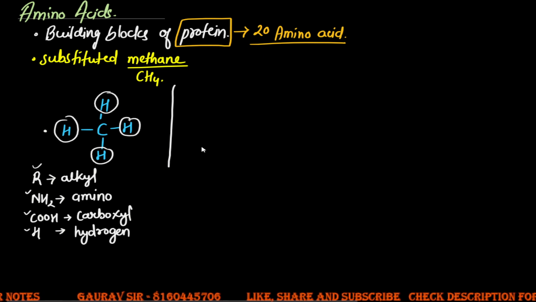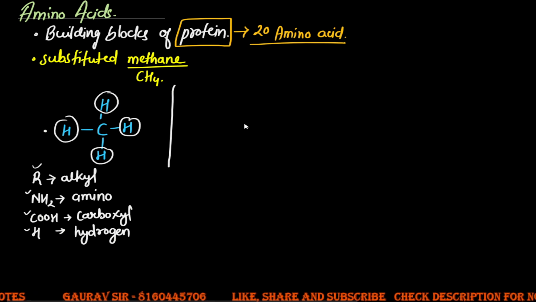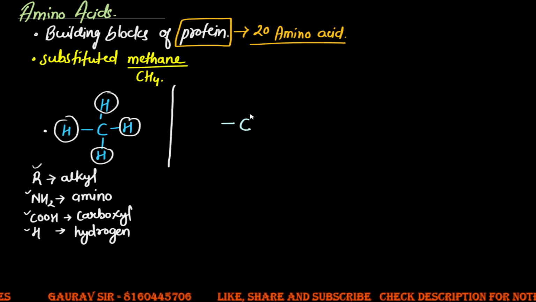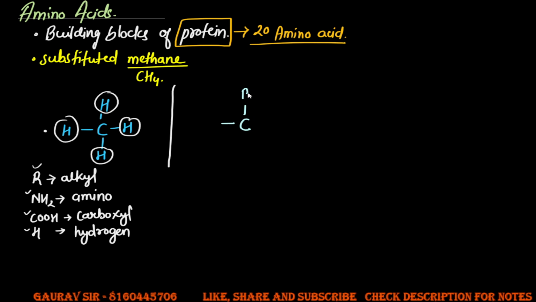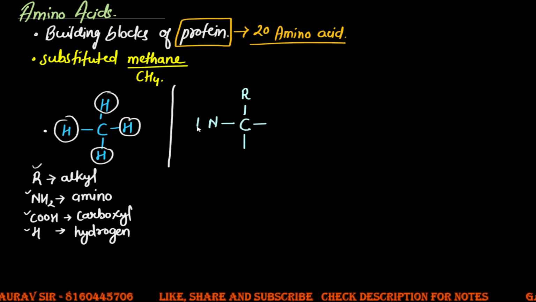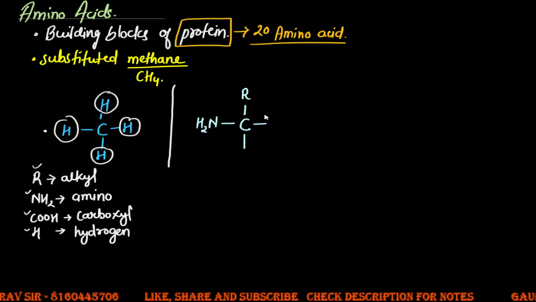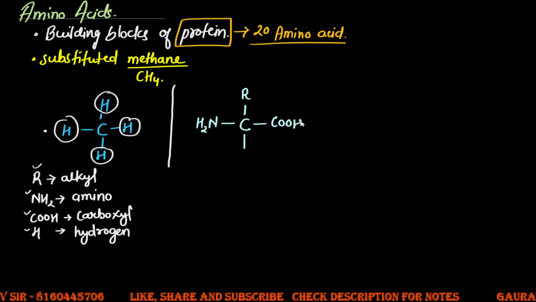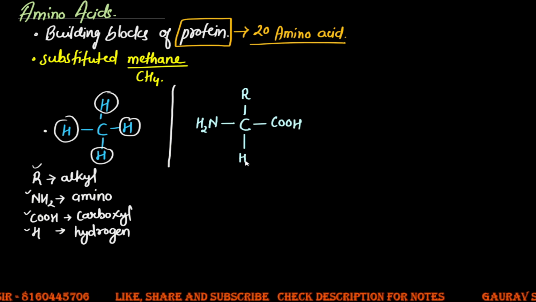So let us try substituting each of these here. There you go with C. One of the H gets replaced by R. Okay, R stands for alkyl group. The other one is replaced by NH2, the amino group. And then you got COOH, the carboxyl group, and H.